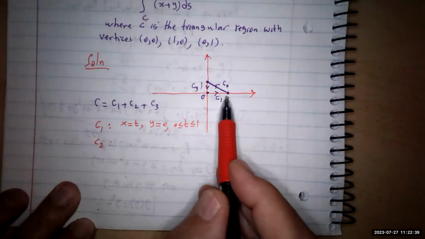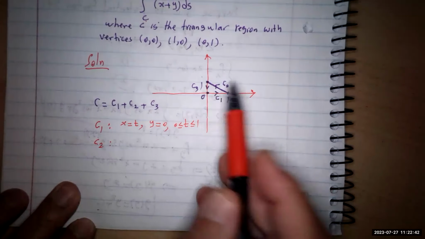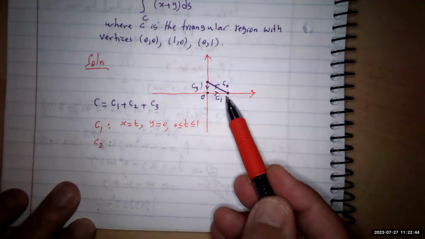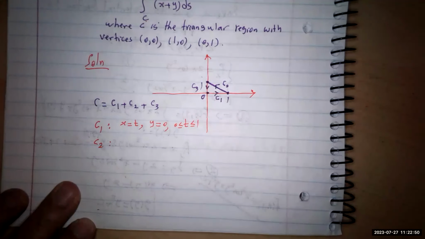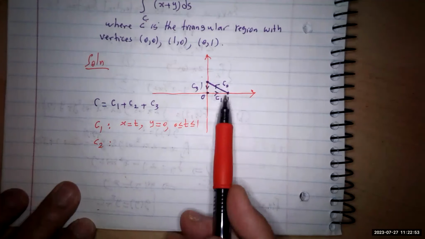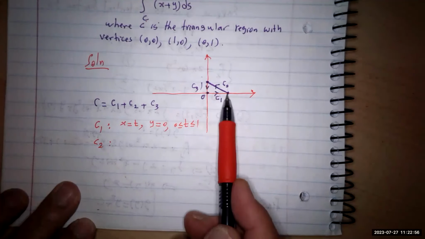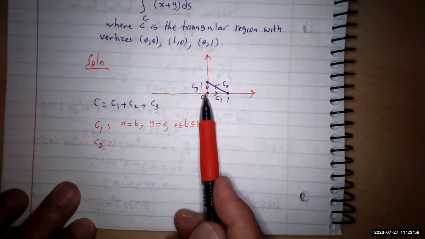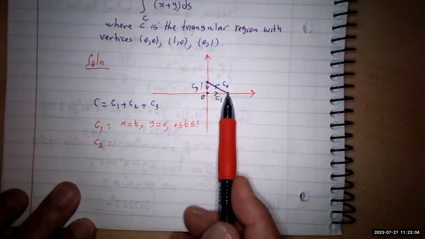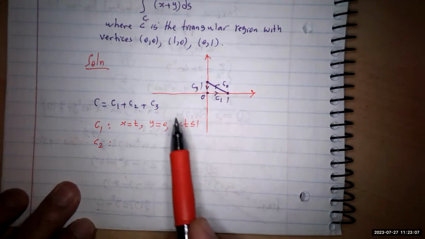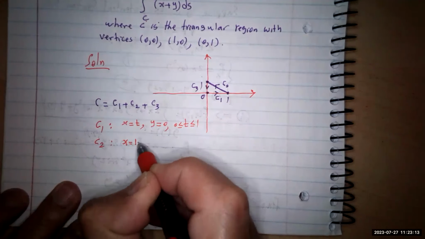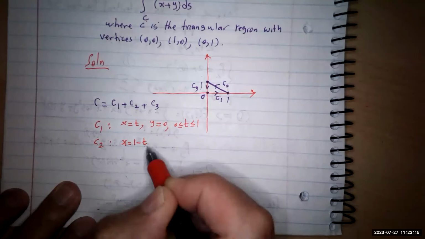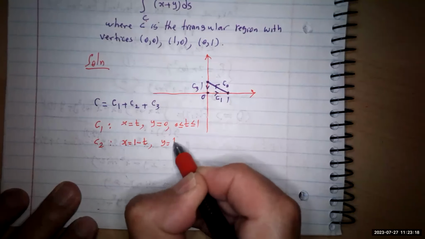So what happens with C2? You can write the equation of the line if you like, going from (1, 0) to (0, 1). The other way is to look at what happens to x and y. When we go in this direction, x decreases from 1 to 0, but y increases from 0 to 1. So for x, since it decreases, we write 1 minus t. Your y is increasing, so you may call it t.